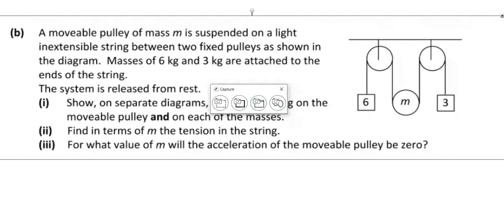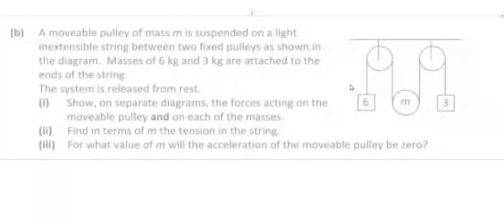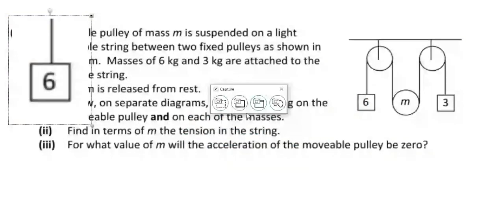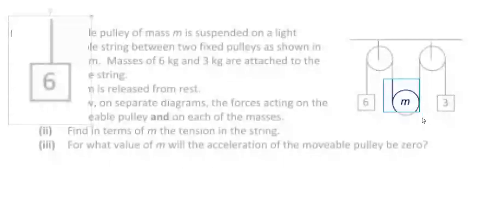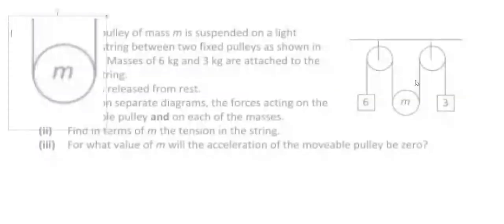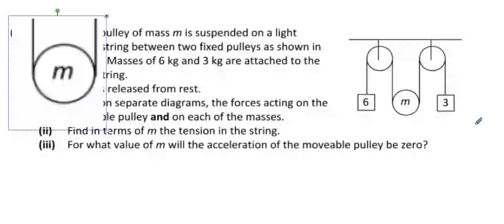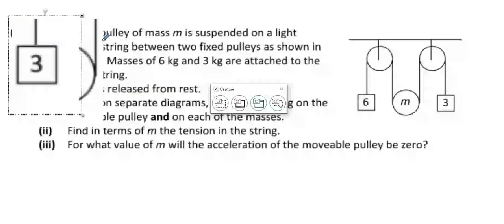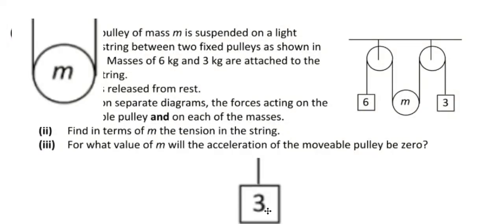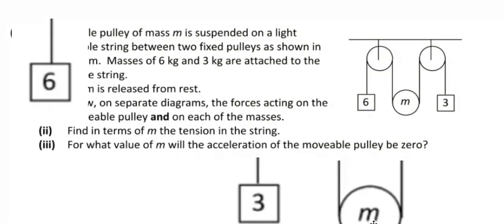Okay, so I'm going to be lazy again. 1, 2, and 3. Cool. So I have to draw the 3 of them separately, okay? So here we go. That's 1, that's 2, and that's 3.